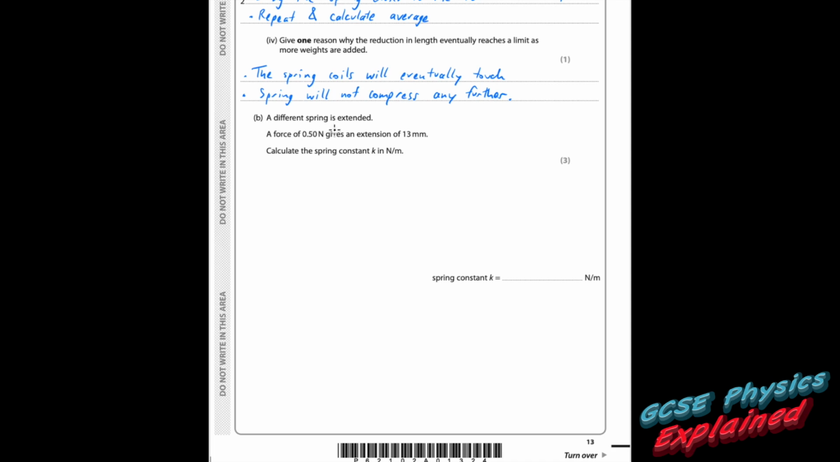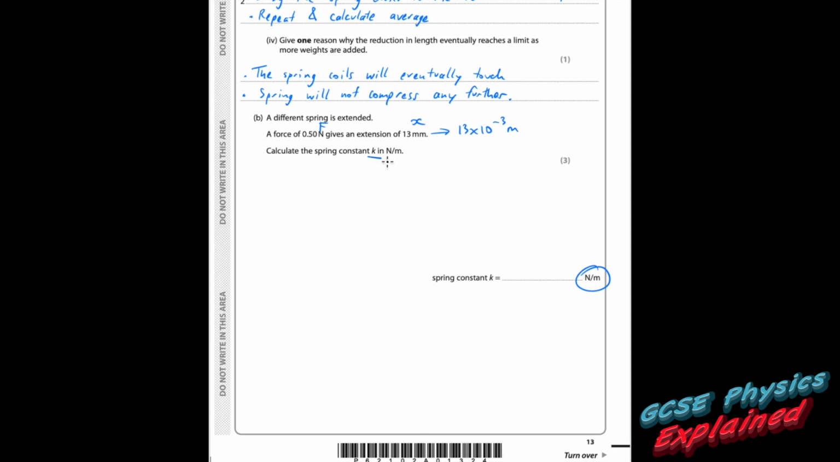Part B. A different spring is extended. A force of 0.5 newtons, so that's our F, gives an extension of 13 millimeters. That's X, right. As soon as I saw millimeters there, I'm just going to check. They want it in newtons per meter. So I'm going to convert that into meters by dividing by 1,000. Or in other words, sticking a times 10 to the minus 3 on the end.